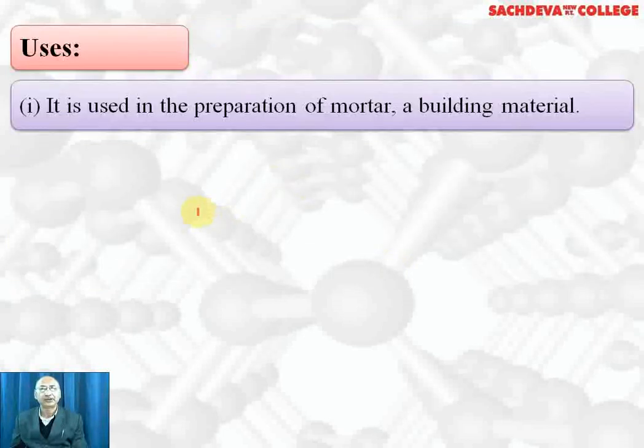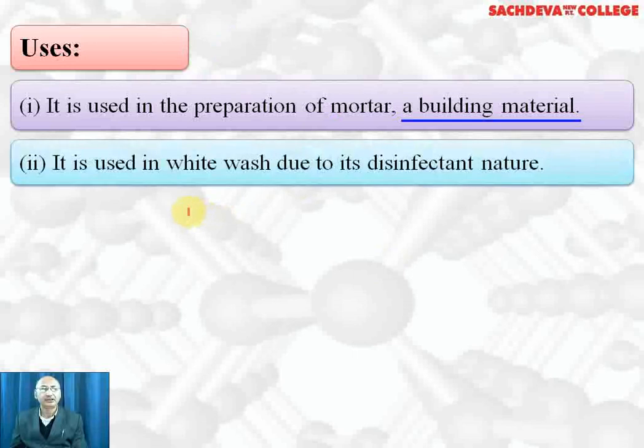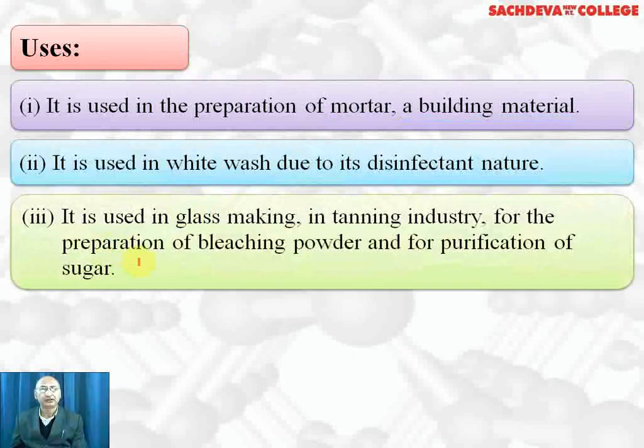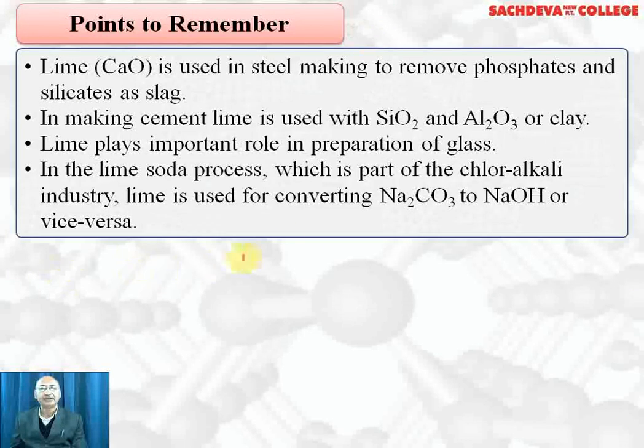It is used in preparation of mortar, a building material. It is used in whitewash due to its disinfectant nature. It is also used in glass making, in the tanning industry, and for preparation of bleaching powder and for purification of sugar. Points to remember: lime is used in steel making to remove phosphates and silicates as slag, so it acts as a flux.